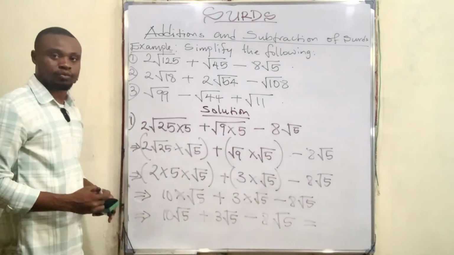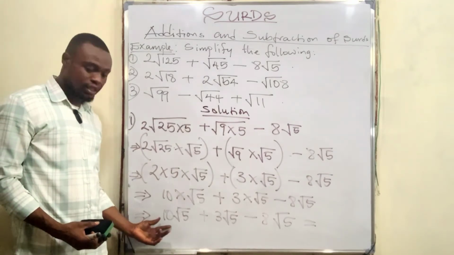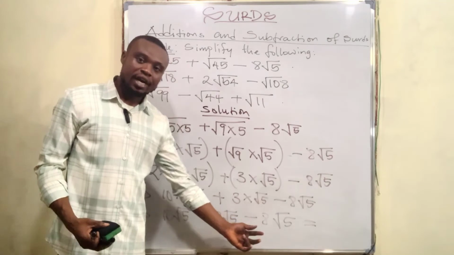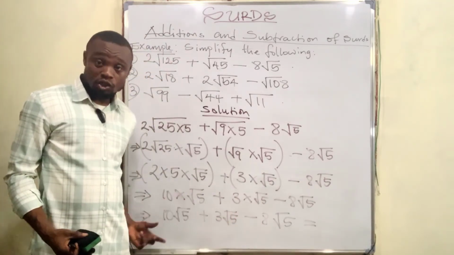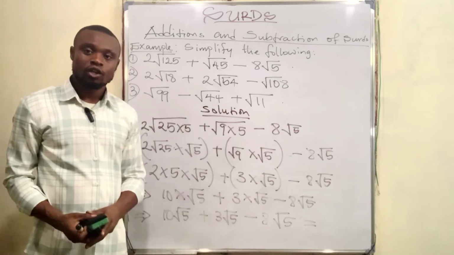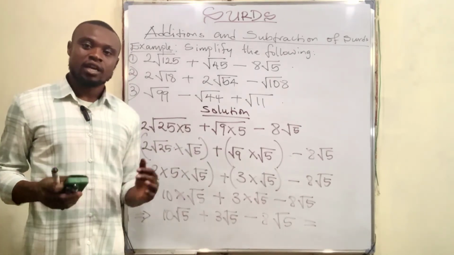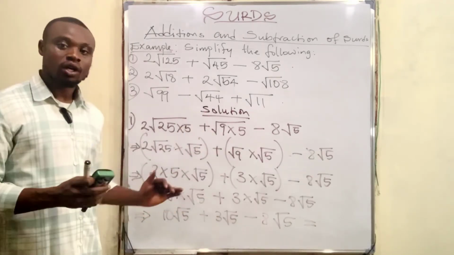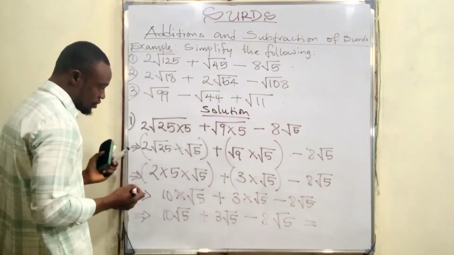Now looking at this, this is 10 root 5, this is 3 root 5, this is 8 root 5. Now the form here is they are all root 5. All the roots are carrying 5. So we can confidently factor out root 5, right? And the numbers outside the root, we can add them up and do our subtraction. So what I'm saying is this.